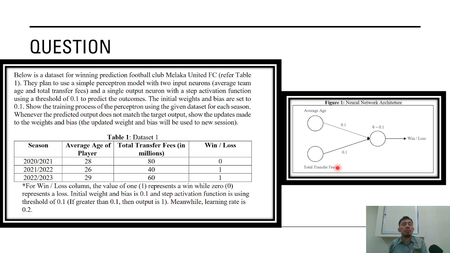Given this question, below is the data set for the winning prediction for Melaka United FC. They plan to use a simple perceptron model. This is the architecture. Here we need to calculate or generate the training process, which involves updating the new weightage and new bias.